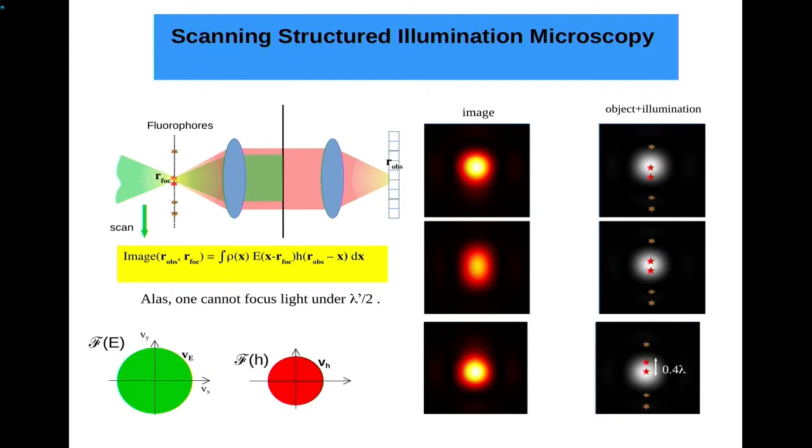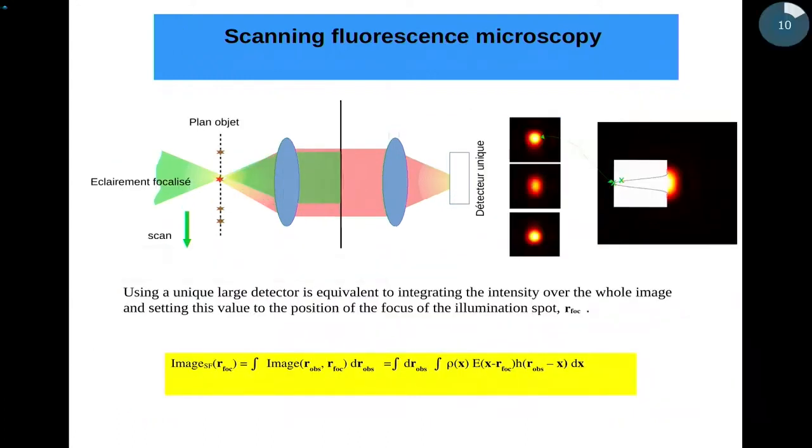Okay, but you see the image is different as a function of the focus position. So what happened? What can you do with those three images? Well, the easiest thing that is done is usually you focus your beam here at R fog, and here you place a unique detector. So you integrate all the intensity.